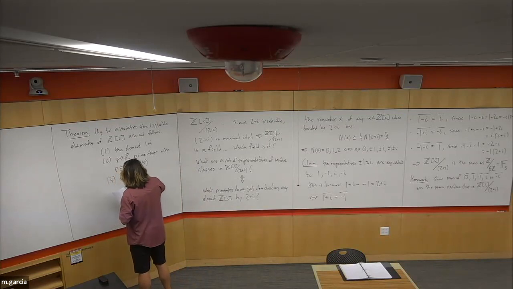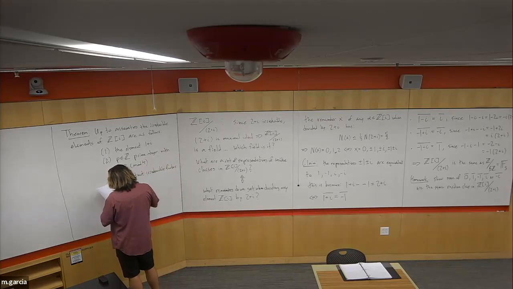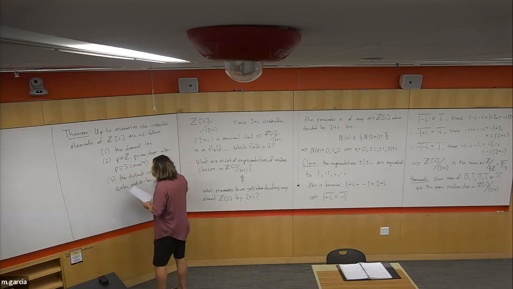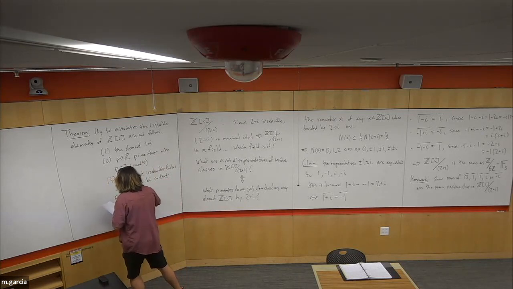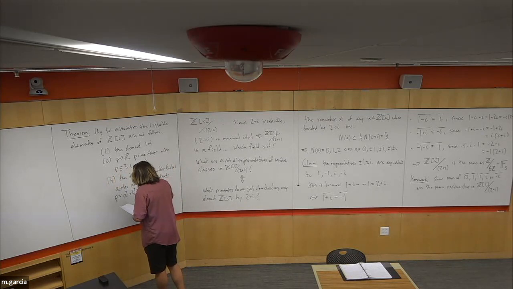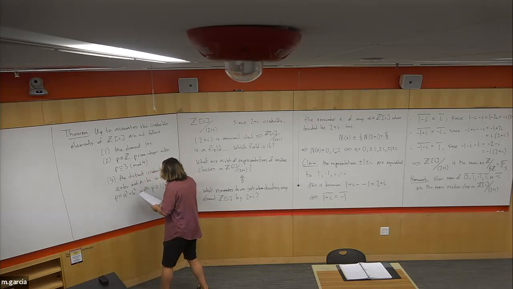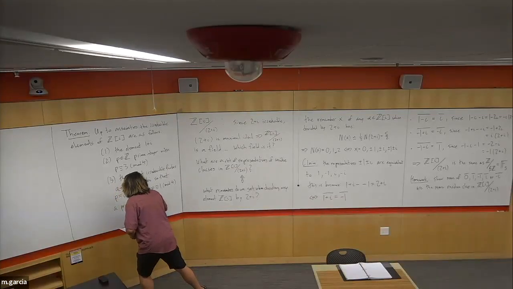The distinct irreducible factors a plus bi and a minus bi so that p is equal to a squared plus b squared, with p congruent to 1 mod 4, a prime in Z.